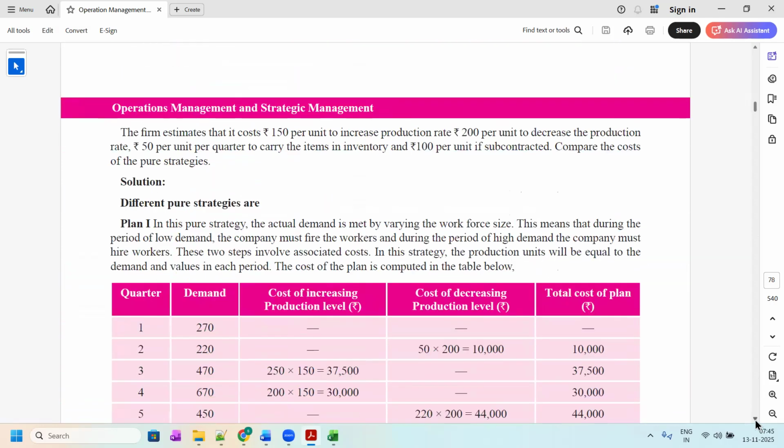Then the firm estimates that it costs 150 rupees per unit to increase the production rate. That is the reason why you need appropriate planning: if in between your production you try to increase or decrease the production, you have to pay an additional cost. If you increase the production, for every unit you need to pay 150 rupees, and if you reduce your production, that also costs you. How would reducing the production cost you?